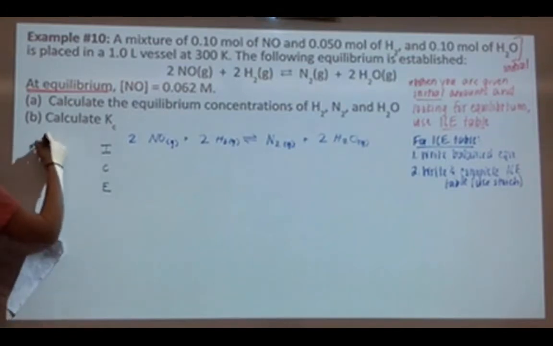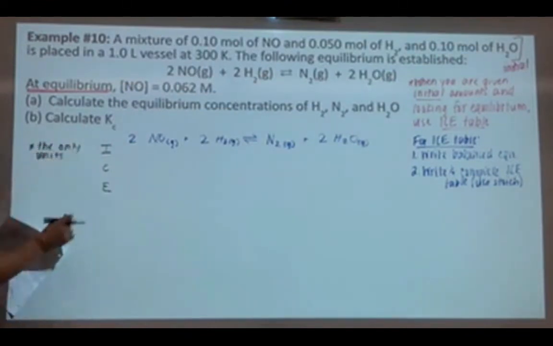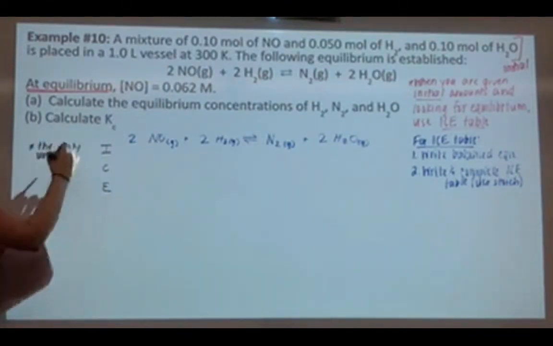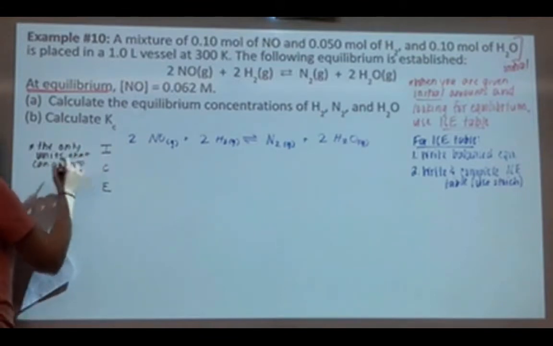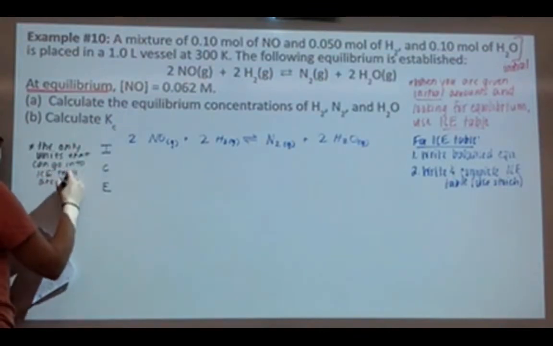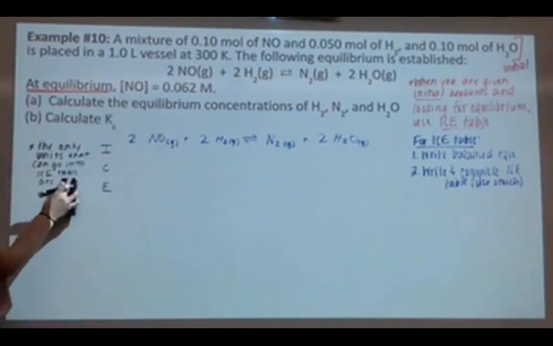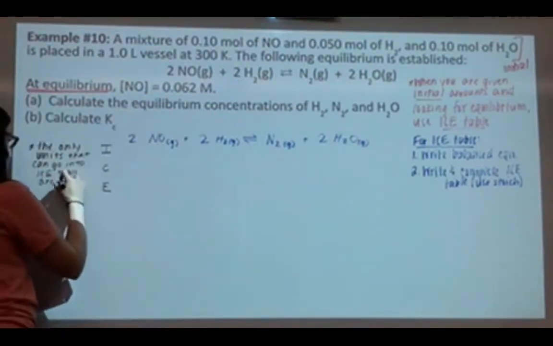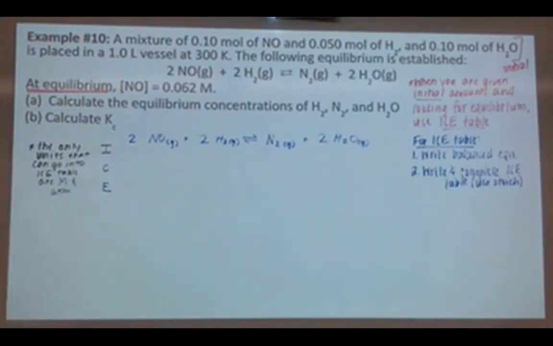So over here, I'll add another piece of information. The only units that can go into an ice table are aqueous. No, that's not a unit. That's a state of matter. But it's the unit for that. Molarity and ATM. Molarity and ATM. Those are the only 2 units that can go into an ice table.